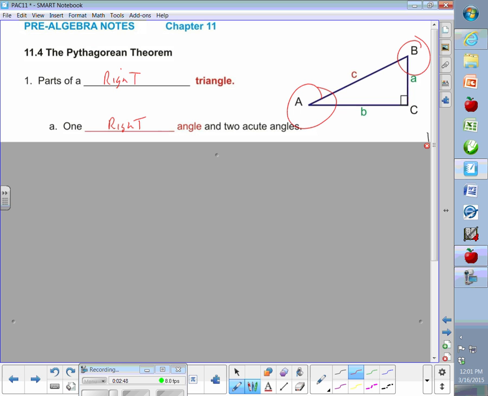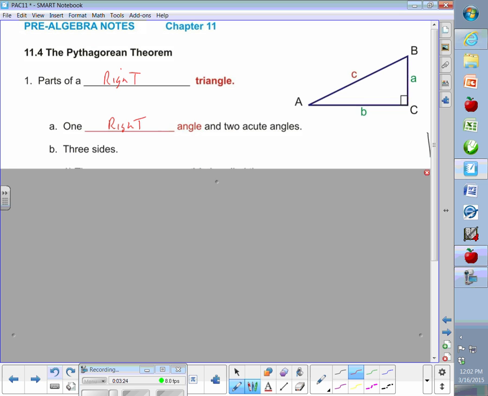For example, don't write this. If A were 10, B would have to be 80, because all three have to add up to 180, right? If A were 40, then B would have to be 50, right? Because all three have to add up to 180, and we already have 90 right there. If A were 20, B would have to be 70, because all three have to add up to 180. All right, A and B are acute angles. We like them, they're acute.